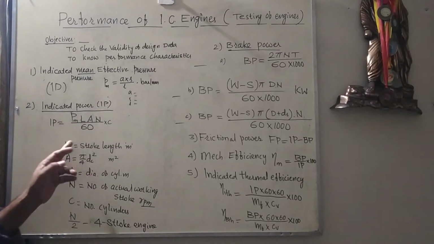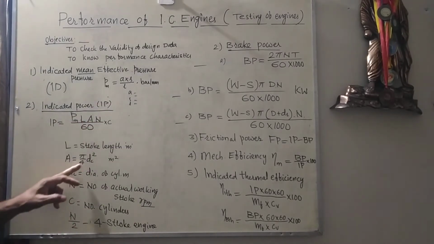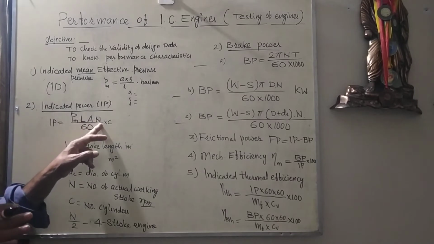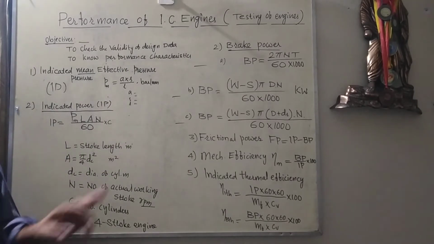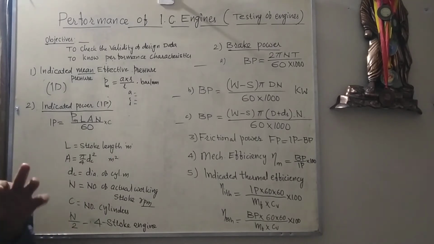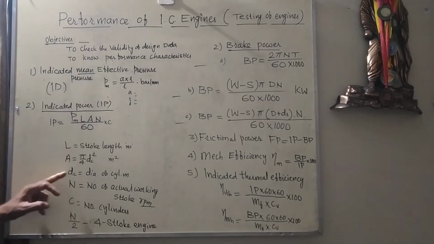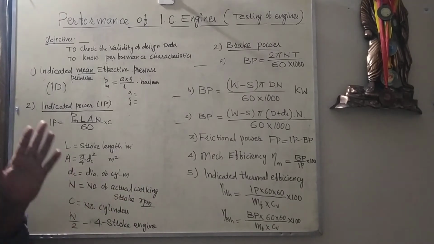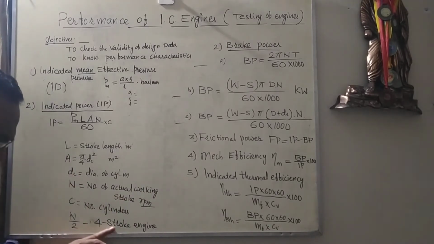How can we calculate the area? Simple. A is equal to pi by 4 D C square, where DC is the diameter of the cylinder in meters. All dimensions are in meters only. And N is the number of working strokes, in RPM. In the case of a 4-stroke engine, it is N by 2.